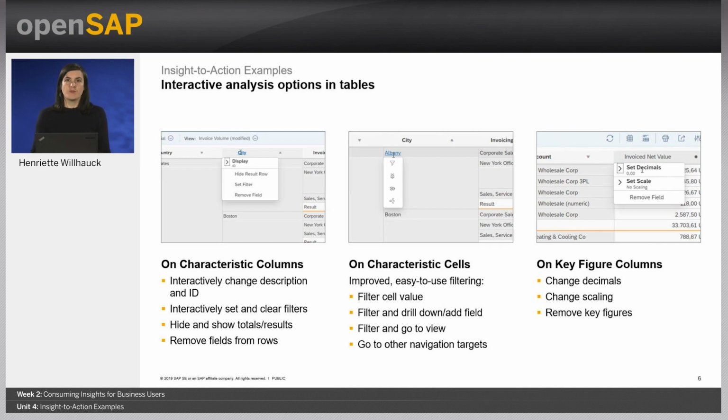But there are not only improvements for charts, but also for tables. On characteristic columns, you have filter options similar to Microsoft Excel now. On key figure columns, you can quickly adjust the settings, and probably most important, you can filter, drill down, go to navigation targets, and execute operational actions directly out of the report using the cell filters.